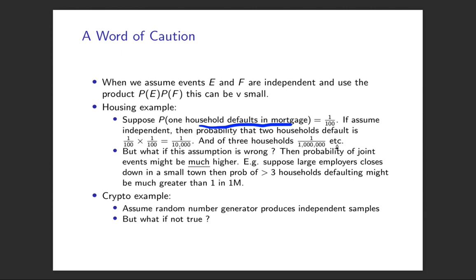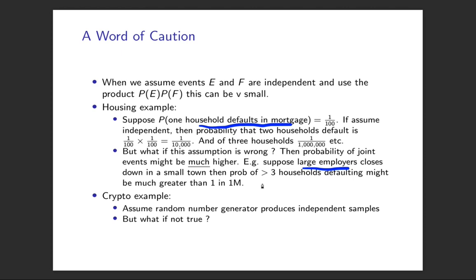But what if the assumption is wrong, right? It's a fragile assumption. When you're getting very small probabilities, you should always wonder, are they reliable? Are they somehow fragile? Because what if the independence assumption is wrong? Then these probabilities might not be anything like as small as you think they might be when independence holds. So for example, suppose it's a town, and a large employer that employs loads of people closes. Then the probability of 3 households defaulting might be much higher than 1 in a million, right? Might be really quite high indeed.